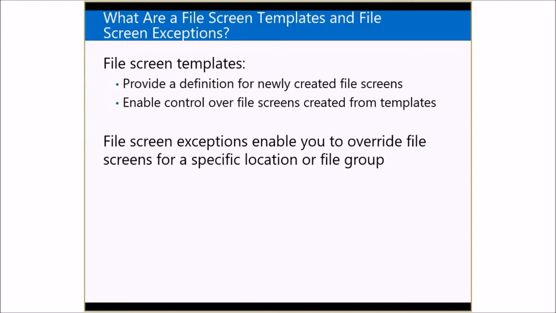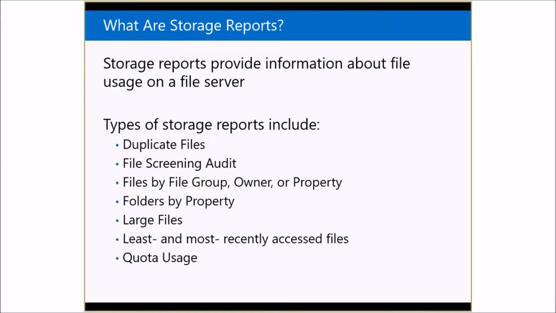So file screen exceptions enable you to override file screens for a specific location or file group. Storage reports. Storage reports provide information about the file usage on a file server. The types of storage reports include duplicate file reports. Obviously, that might be important. How many times are we storing this Windows Server 2016 ISO? It's about 6 gigs. It's pretty important. If we store it more than once, we have a reason for storing it more than once, don't we?